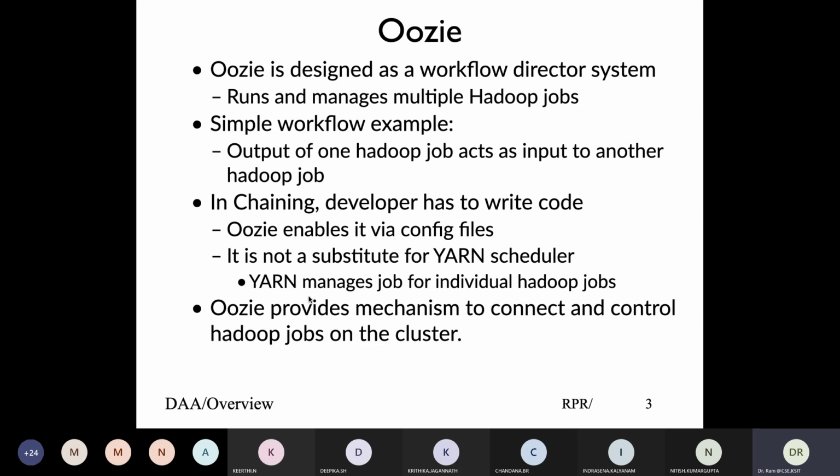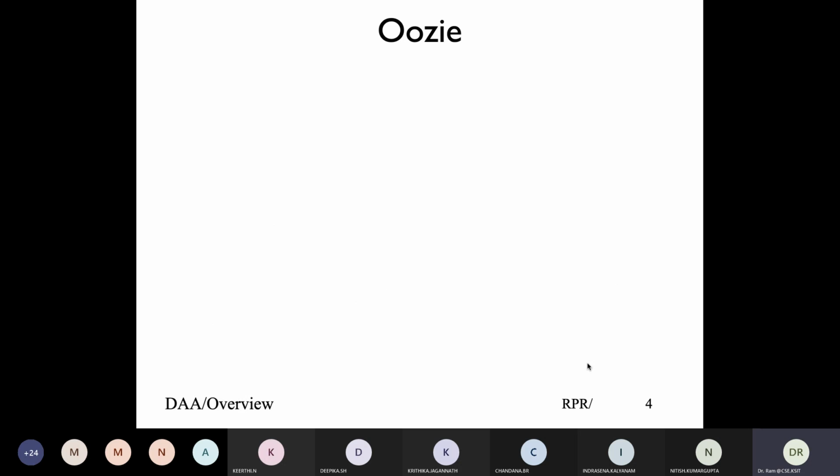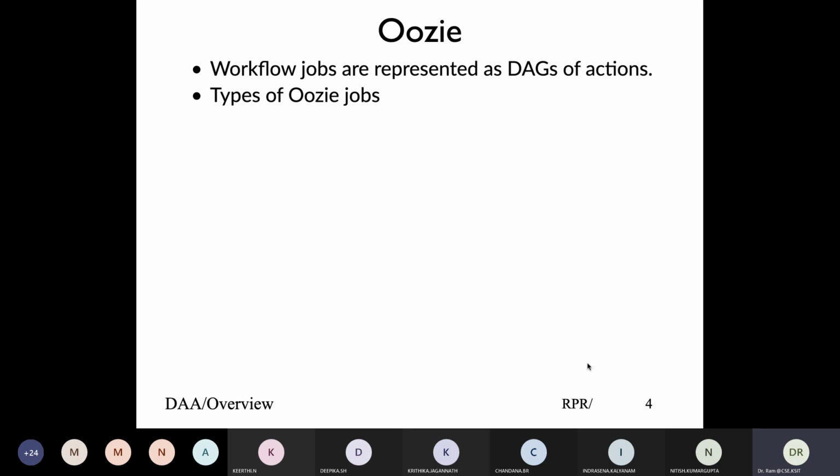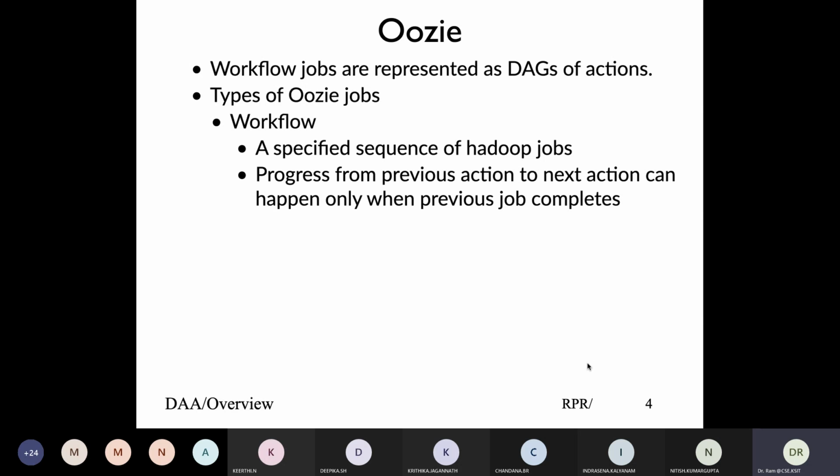So primarily, Oozie provides a mechanism to control and connect different MapReduce jobs and Hadoop jobs on the cluster, and this can be done through configuration files. This gives you a lot more flexibility. So what kind of jobs does Oozie handle? We'll look at only one, but there are two other kinds. Mostly we deal with workflow jobs, which means a sequence of Hadoop jobs. The sequence need not be a chain, need not be linear. It could actually be a directed acyclic graph.